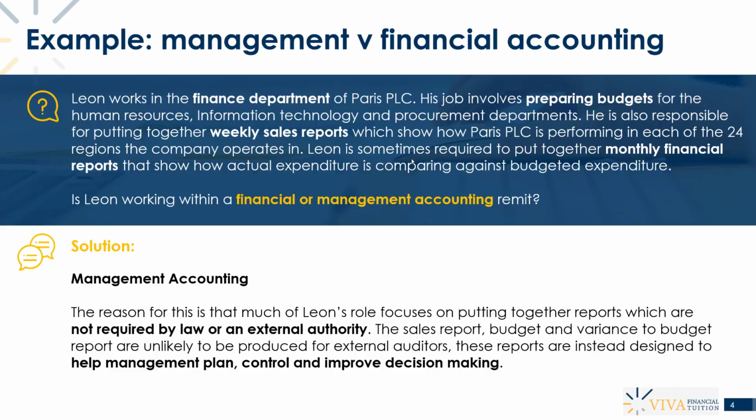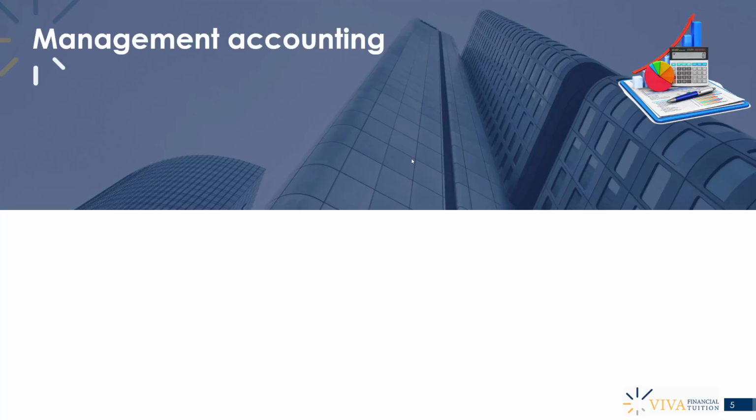So we'll move on now to three main sections or components of the management accounting function. The first section that we're going to run through is planning.